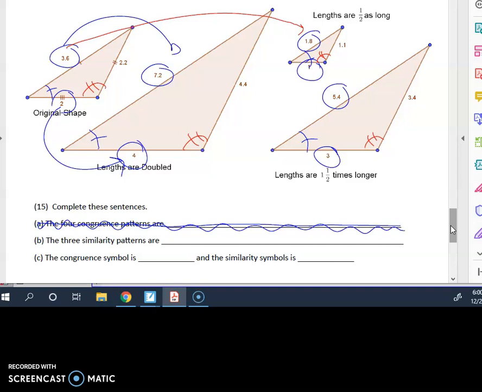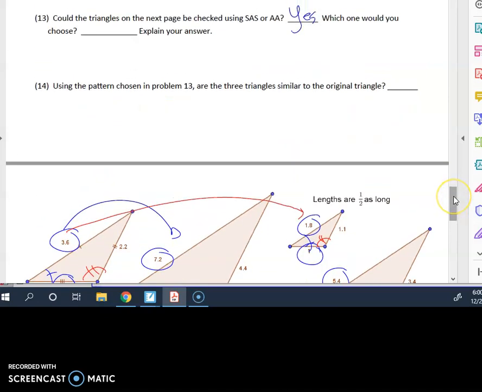So back to the previous problem, are these triangles similar to each other? Hopefully you found, whether you use the side angle side pattern or the angle angle pattern, that they do have shared angles. And therefore, because the sides have the same scale factor, the triangles will be similar by either side angle side or angle angle, depending on which pattern you chose.